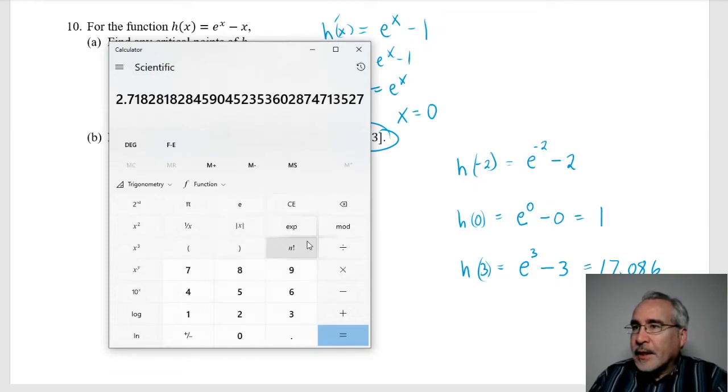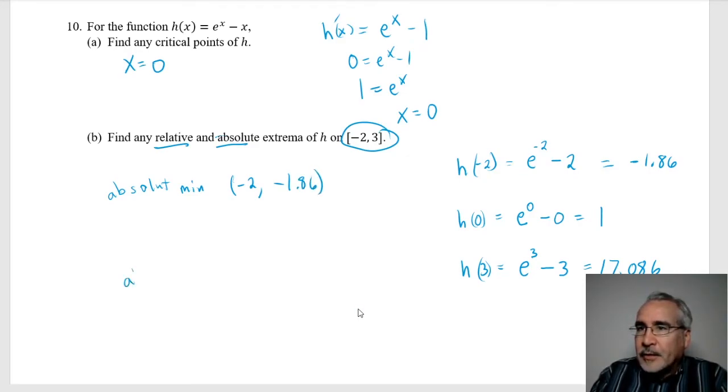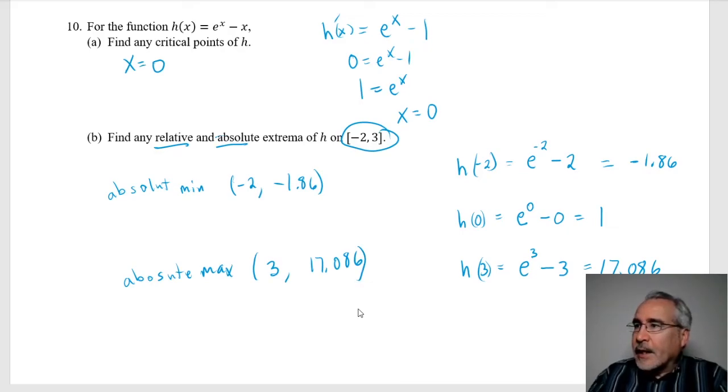This is 1, and then this e to the -2, e raised to the -2 gives us that, -1.86. So I would say we have an absolute minimum at -2, -1.86. We have an absolute maximum at 3, 17.086. And what's this going to be?